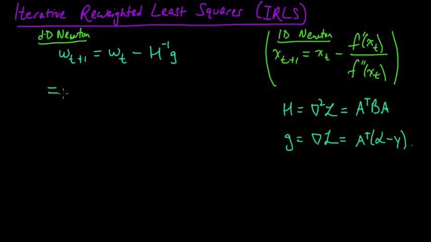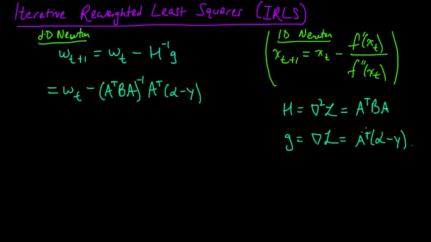So this equals w_t minus the inverse of A transpose B A. Let's suppose it's invertible for now. All that we know necessarily is that it's positive semi-definite, but for Newton's method to apply, we need it to be invertible. So let's just cross our fingers and hope for the best. So this is this inverse times the gradient, which is A transpose times alpha minus y.